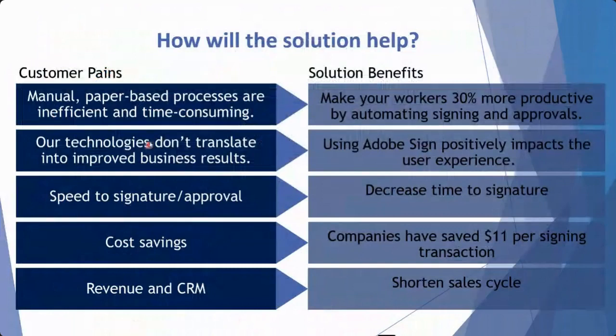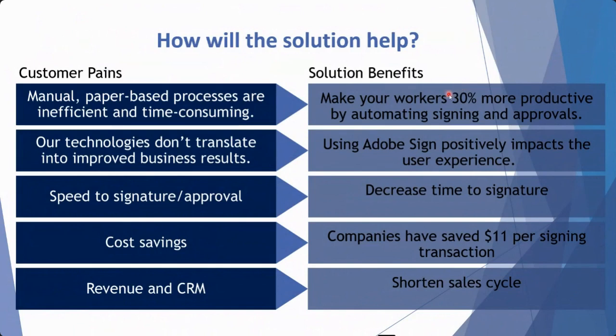And again, the first one really is in line with my example, a manual paper-based process that was inefficient and time-consuming. Adobe have worked with Forrester, who have built some interesting reports with some stats, and they suggest you can make workers 30% more productive by automating signing approvals. So again, we'll use my example. I was saving 90% of time in comparison to my old process. If I had to do 20 contracts a week as opposed to 2, I could be saving a day a week of my life.